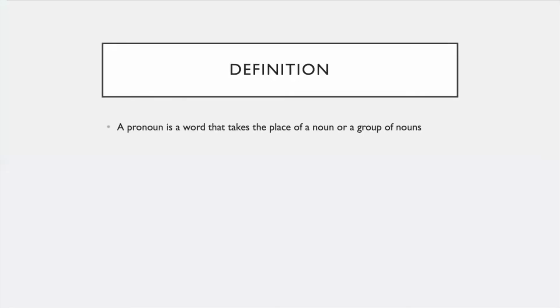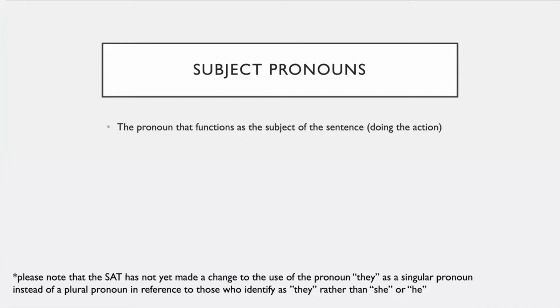A pronoun is a word that takes the place of a noun or a group of nouns, and there are two types of pronouns. There's a subject pronoun and an object pronoun. So what's the difference between a subject pronoun and an object pronoun? Well, a subject pronoun is a pronoun that functions as the subject of the sentence. In other words, it's the pronoun that's doing the action. So singular subject pronouns include I, you, he, she, and it, and plural subject pronouns include we, you, and they.